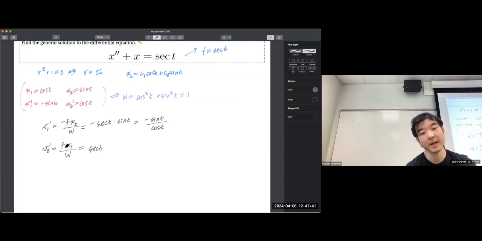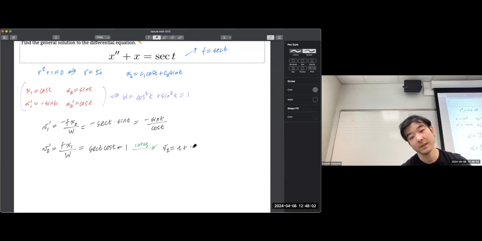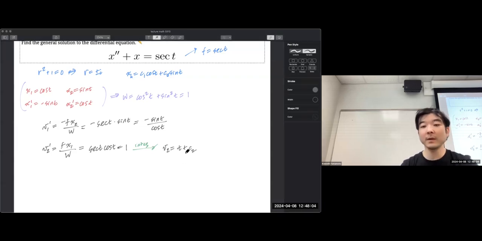This one is going to be, again, f is secant times x1 is cosine of t. This one's super nice because secant and cosine just multiply out to be 1. So the integral of that one is super easy. Integrate. The v2 ends up becoming just t plus c2. This one you have to integrate as well.